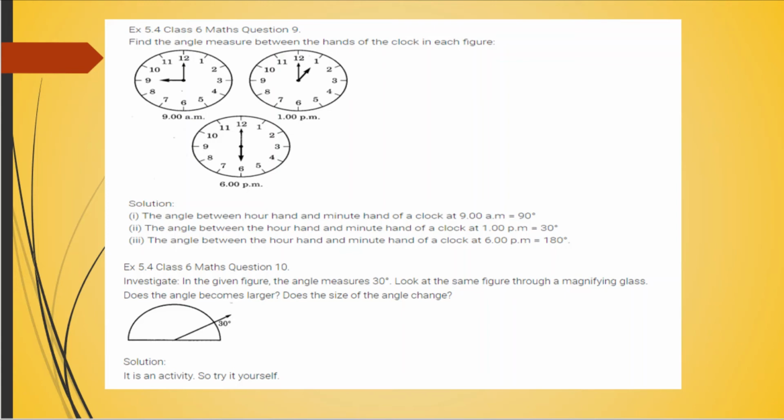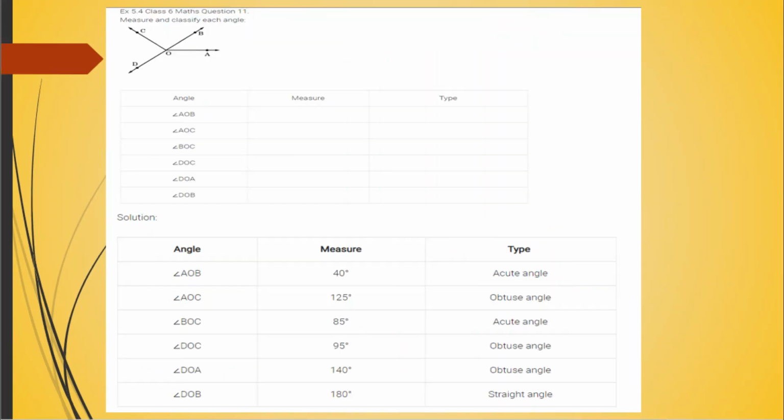Question number 9 is to find the angle measure between the hands of the clock in each figure. See, at 9 o'clock it is an angle of 90 degrees, at 1 o'clock it is an angle of 30 degrees, and the angle between the hour hand and the minute hand at 6 p.m. is 180 degrees. Then question number 10, we can leave that question.